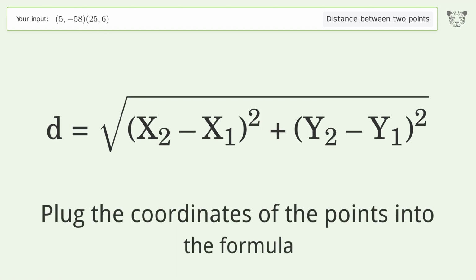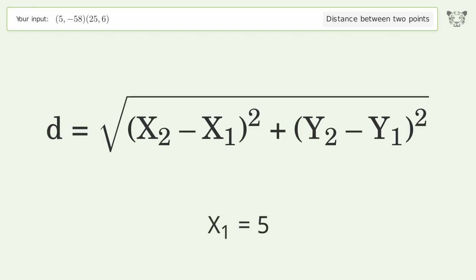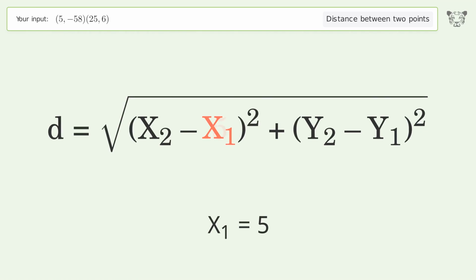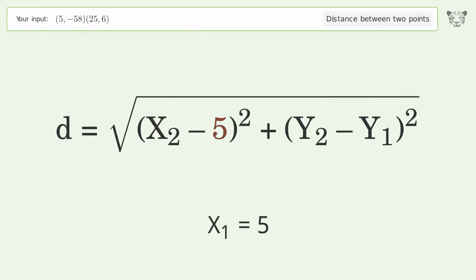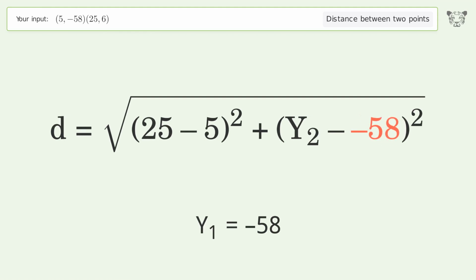Plug the coordinates of the points into the formula. x1 equals 5. x2 equals 25. y1 equals -58. y2 equals 6.